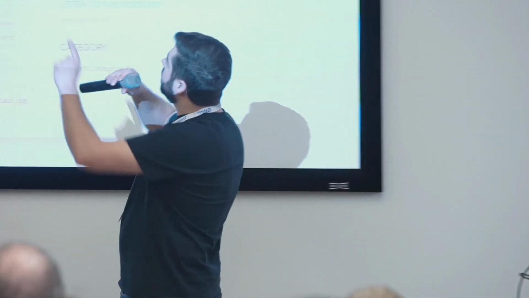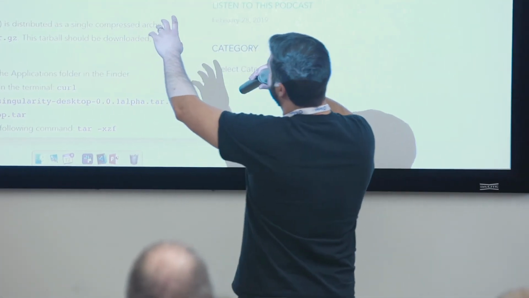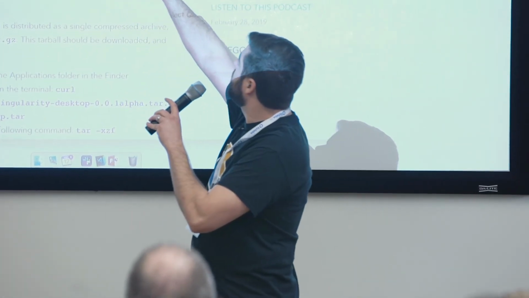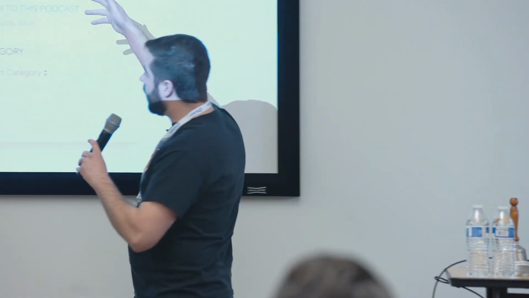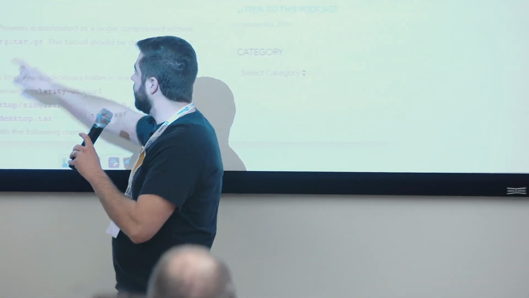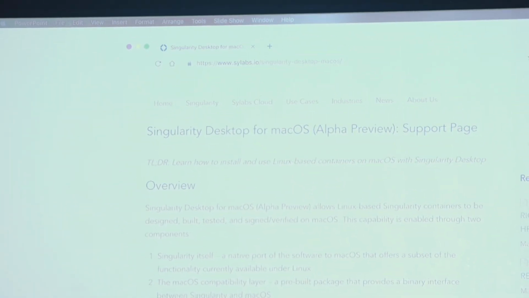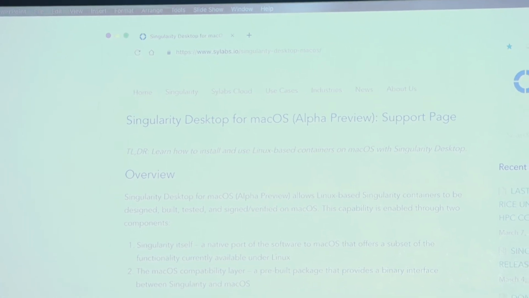The big thing that I want to talk about here at the conclusion of the talk is that Singularity Desktop support for macOS is here. So if you go to sylabs.io/singularity-desktop-macos, I'll give you a minute to go there. You can download a tarball, extract the tarball, run a script, and suddenly you can run Singularity on your Mac. It's pretty much that simple.